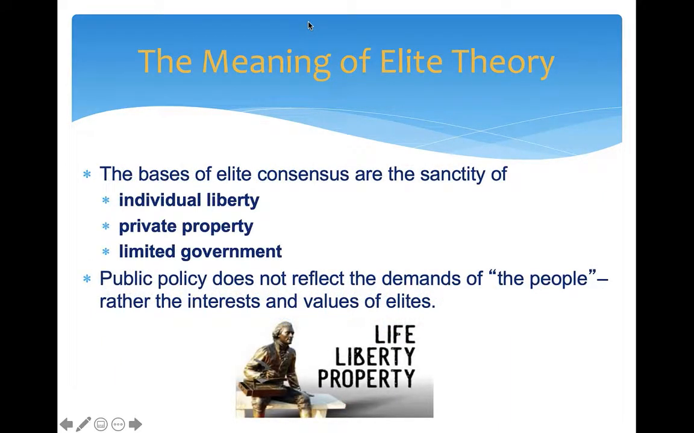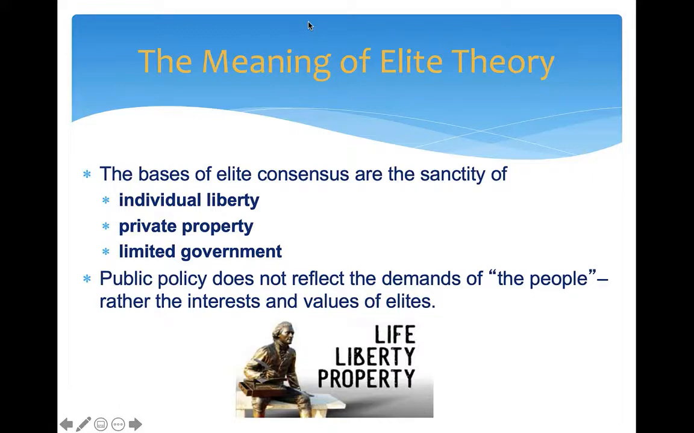So the basis of elite consensus are the sanctity of the things that our country was built on. Kind of the John Locke belief that we all have inalienable rights to life, liberty, and property. Right? So if we talk to elites and see what their consensus is about what may be sacred here in our country, they may say individual liberty, private property, and limited government. And when we use the term public policy here in this class, that's basically laws and programs that are put into place for the American people.